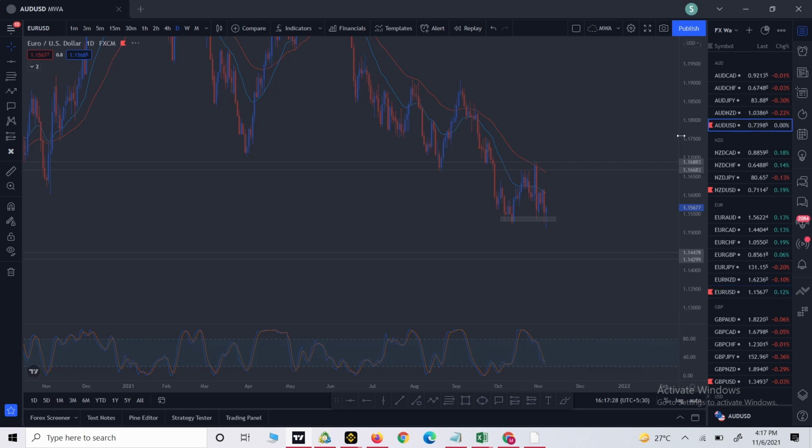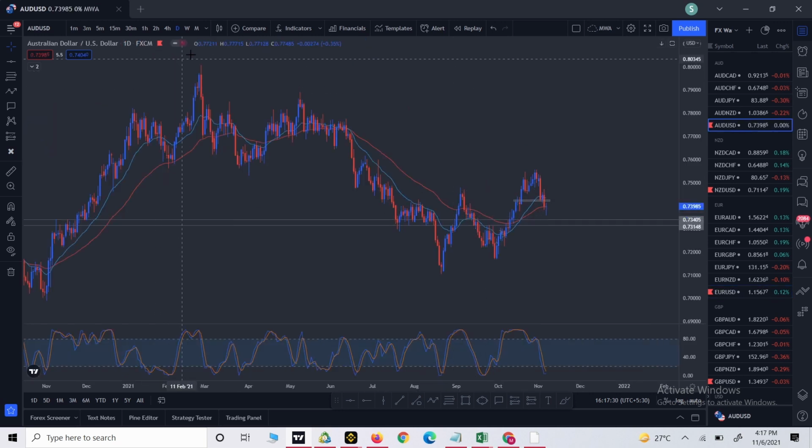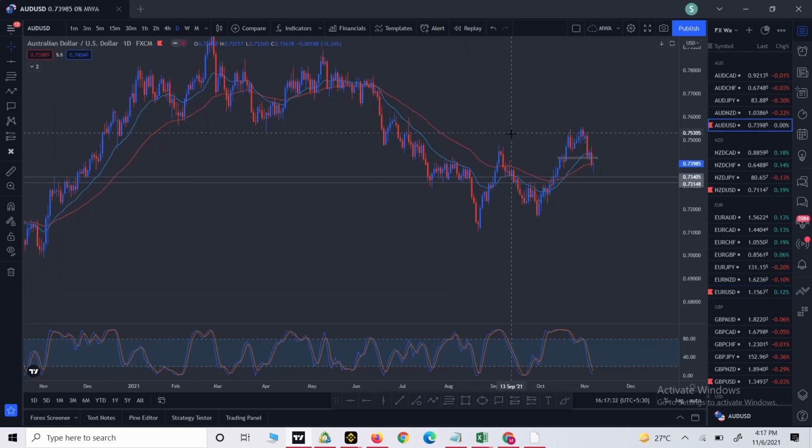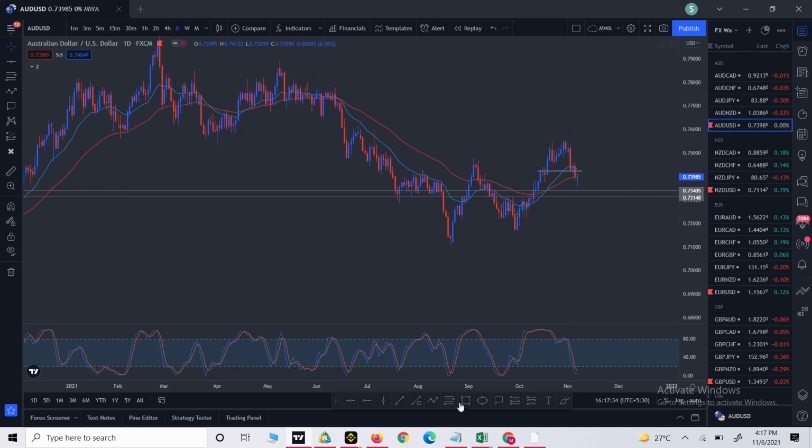First of all, we are going to start with the AUDUSD, and we are going to start with the daily time frame. So starting from here, we can see it's low, lower high, lower low, higher high, because the price broke and closed above the previous resistance. Then we made a higher low, which is higher as compared to the previous low.